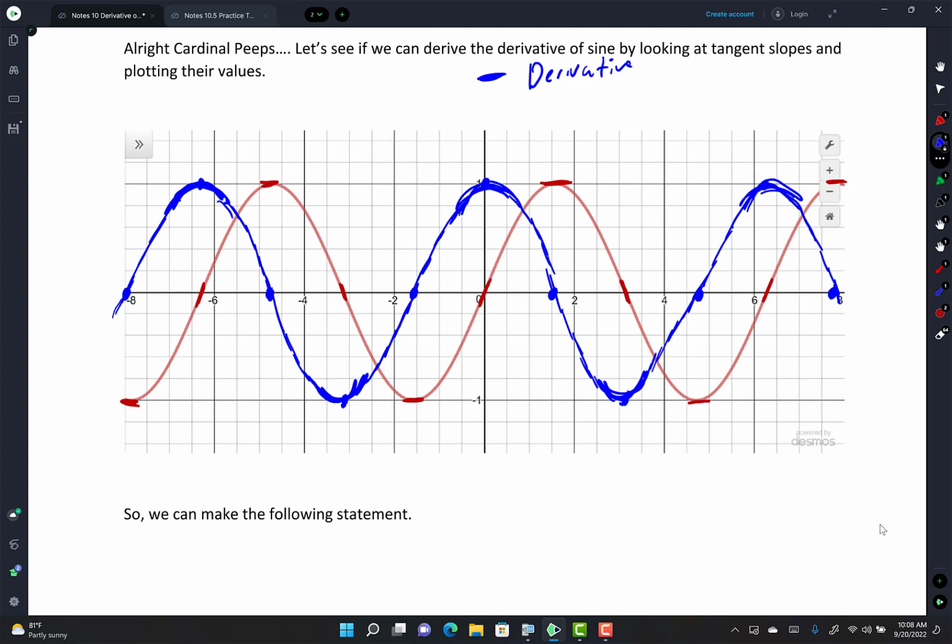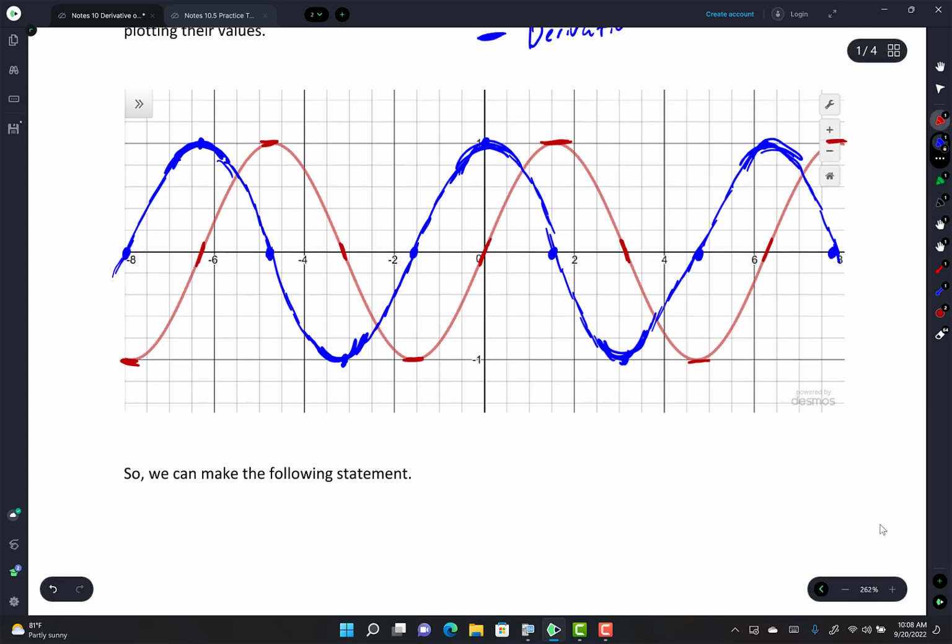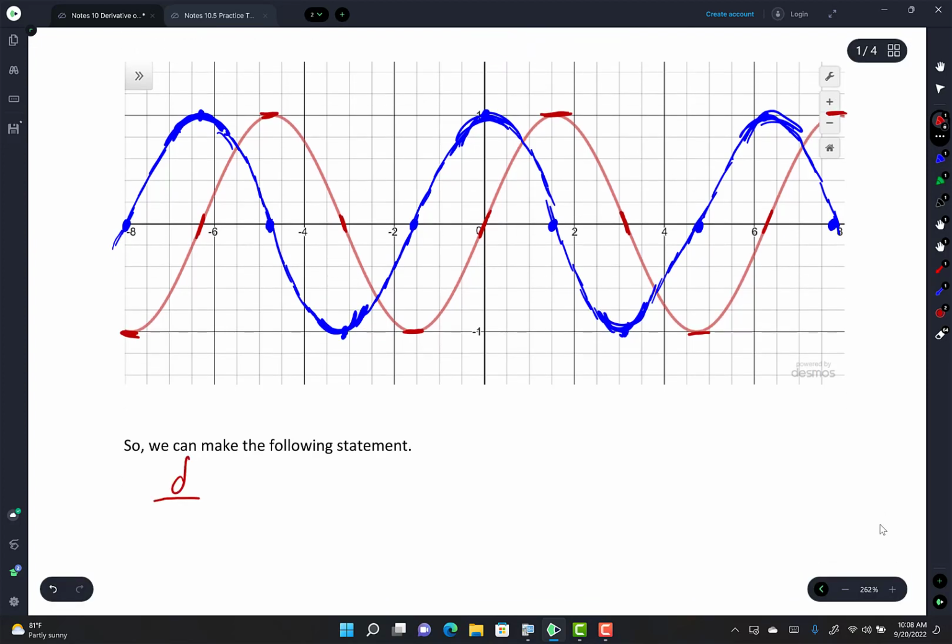What does that derivative look like? What does that blue graph look like? Yeah, cosine. Good job. So from that, here's a statement that we can say. We can say d dx of sine x is equal to cosine x. Now, here's the visual. Do you guys want to see? We've actually done it before in the past. I wouldn't call it necessarily a proof, but do you guys want to see the proof?